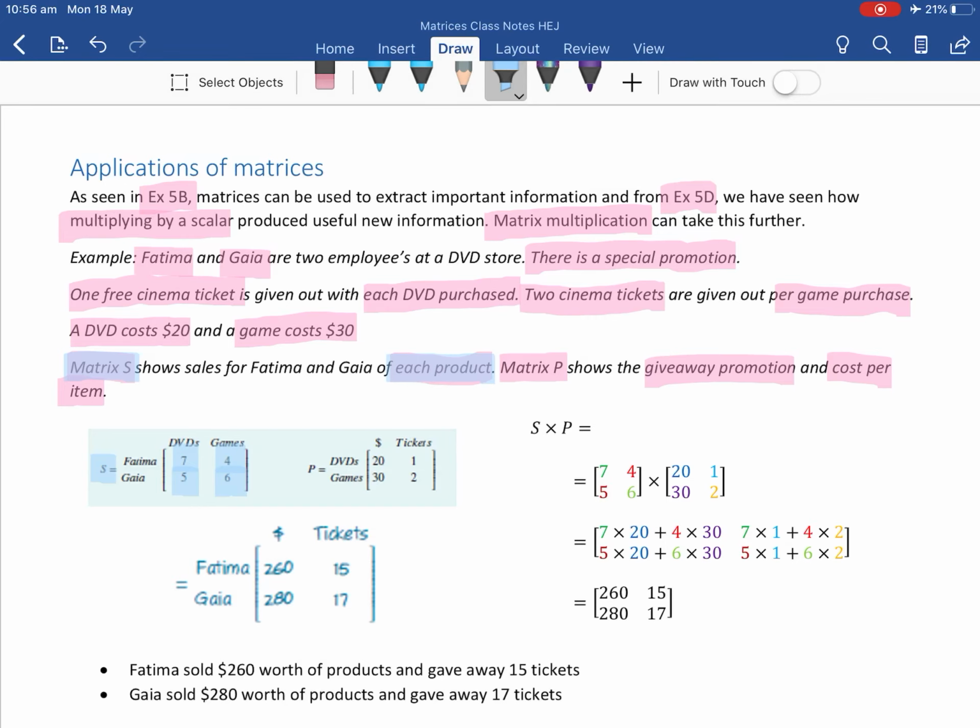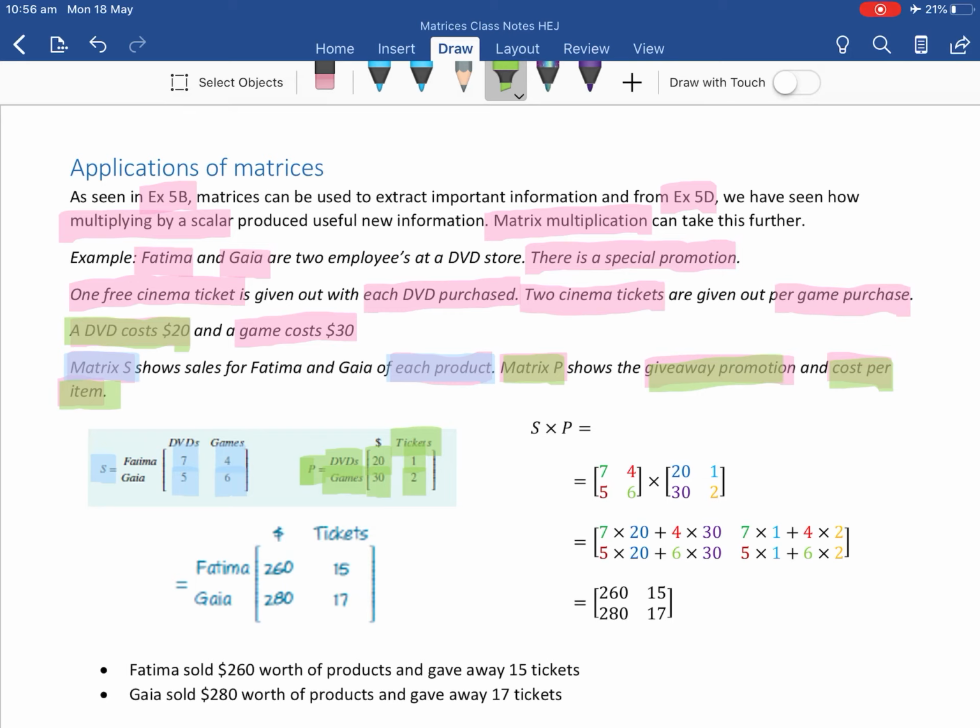And then we've got matrix P, which shows the giveaway promotion. So I guess the promotion is tickets for DVDs. If you buy a DVD, you get 1 ticket. And if you buy a game, you get 2 tickets. And the cost per item, so going from up here, a DVD costs $20, so that's why we've got DVDs 20 and games are $30. So we're using these matrices to show all of that information.